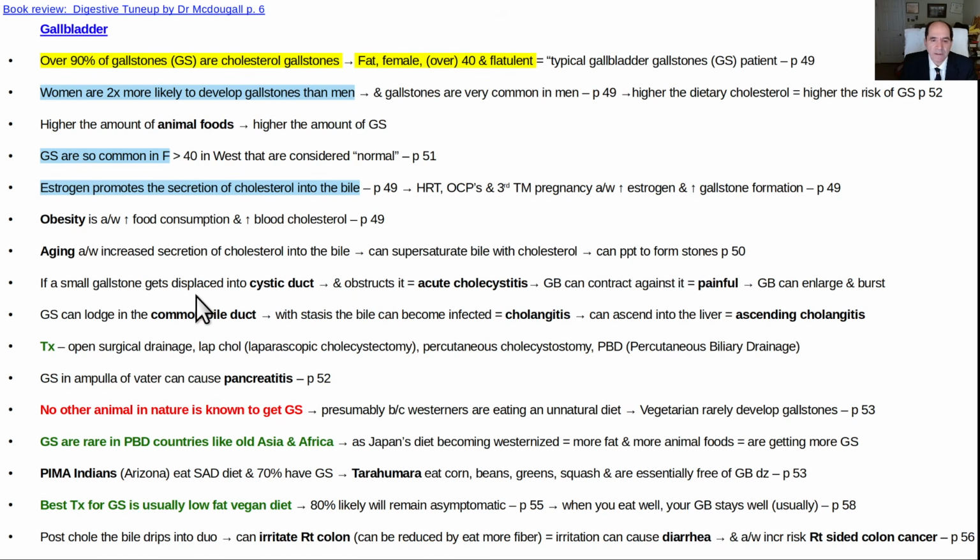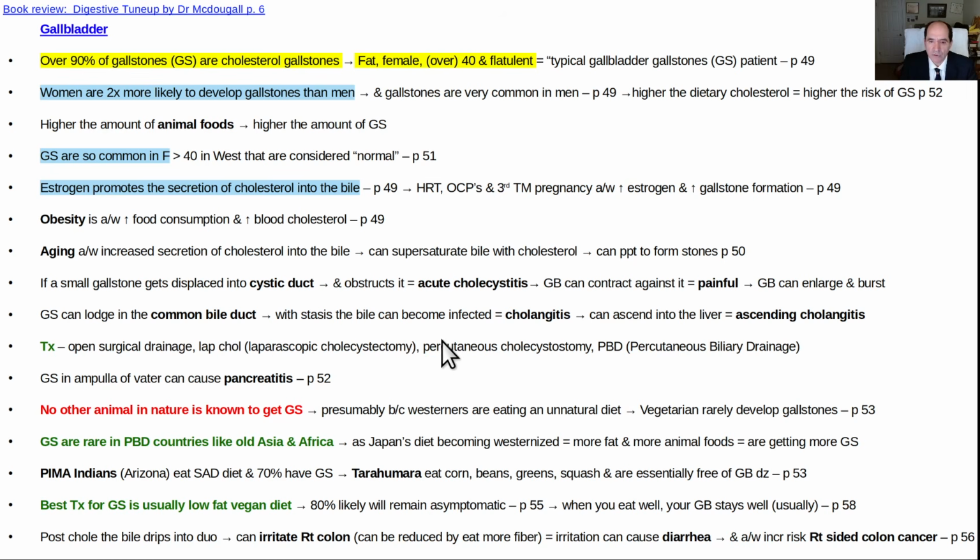If a small stone gets displaced in the cystic duct and obstructs it, it's acute cholecystitis. The gallbladder contracts against it, but it can't push the bile past it. That can be very painful. The gallbladder can even keep enlarging because it keeps releasing its mucus secretions, and it'll get bigger and bigger, and it can pop. That would be a perforated acute cholecystitis.